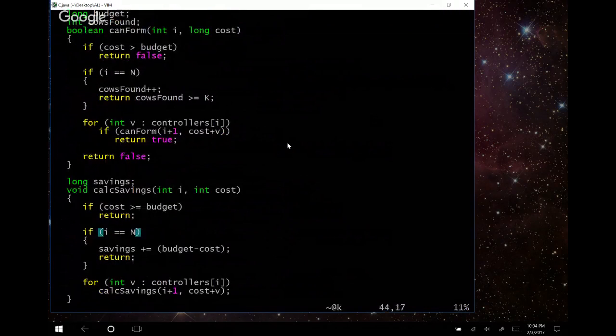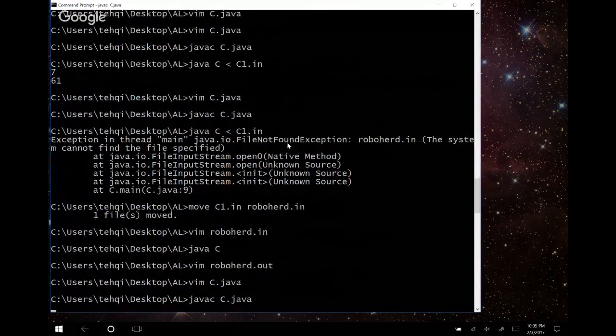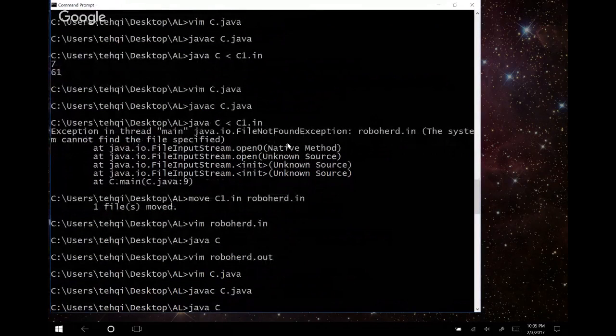I'm not entirely sure how much it's going to speed things up. But I think what this allows me to do is quickly determine if I can add one to my savings, or to what I've basically found or not. But I'm kind of curious. I want to see how much optimization this actually saves me.